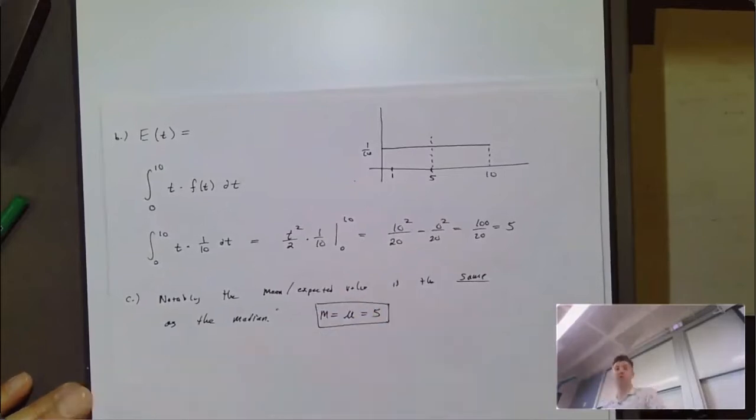And that's always true for a uniform distribution or just a perfectly flat distribution. The mean and the median are always going to be the same.